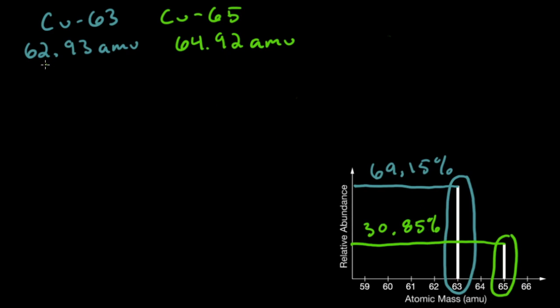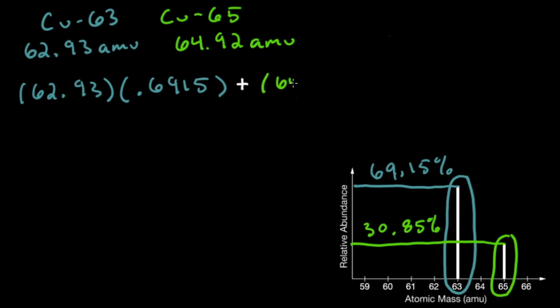So now that we know the atomic mass of each of these, and we know their relative abundances, their percentages, we can figure out what number would go on the periodic table. And the way we're going to do that is we're going to take the atomic mass of the Cu63, 62.93, and then we're going to multiply it by the percentage, and we're going to change this percentage here to a decimal. So that's going to be 0.6915.